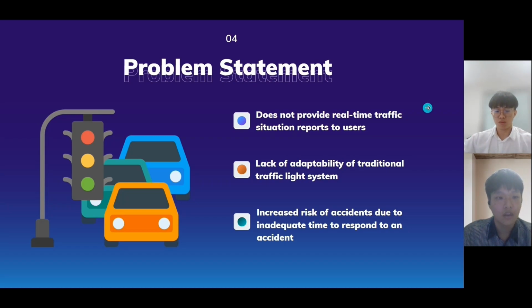The next problem is the lack of adaptability of the traditional traffic light system. Regardless of the actual traffic condition, the traditional traffic light will only operate through a fixed cycle at a fixed time. Fixed timing for signal changes might cause a high traffic volume in one direction.